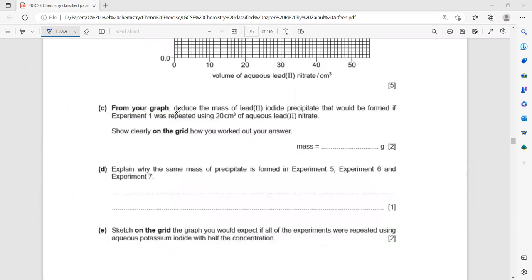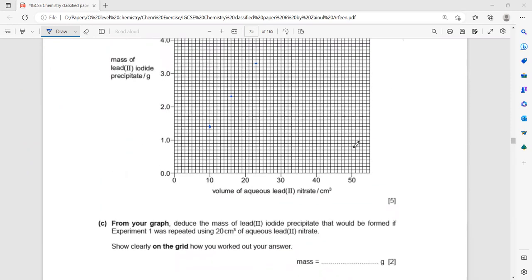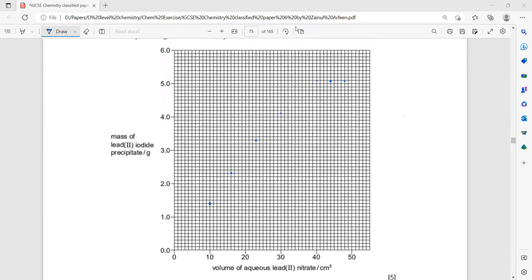And then from your graph, deduce the mass of lead iodide precipitate that would form if the experiment was repeated using 20 cm³ of lead nitrate. So if you use 20 cm³ of lead nitrate, how do you work that out? You have to draw a line on your graph. When 20 cm³ of lead nitrate was used, how much mass is produced? According to your graph, for example, it's 2.9, so you will say 2.9. But this depends on your graph; you will write the answer accordingly.